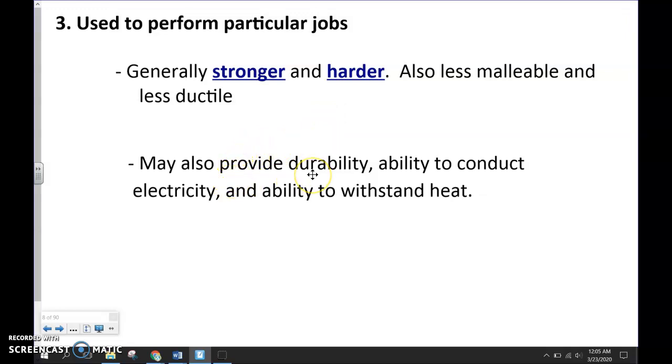Some examples would be to provide durability, making something more conductive, or actually less conductive. If we add certain elements to a metal, it could make it hold up to heat a little bit better. So those are different reasons.